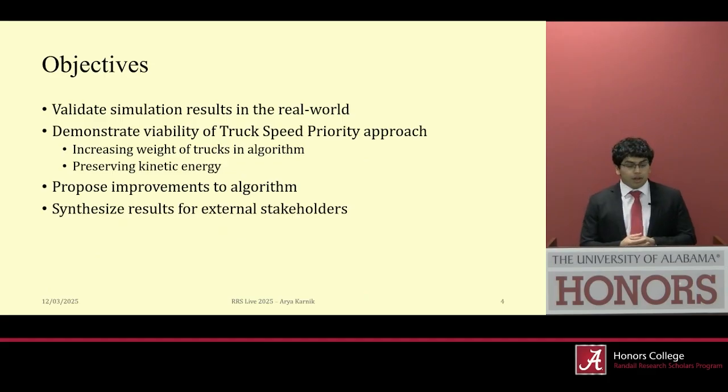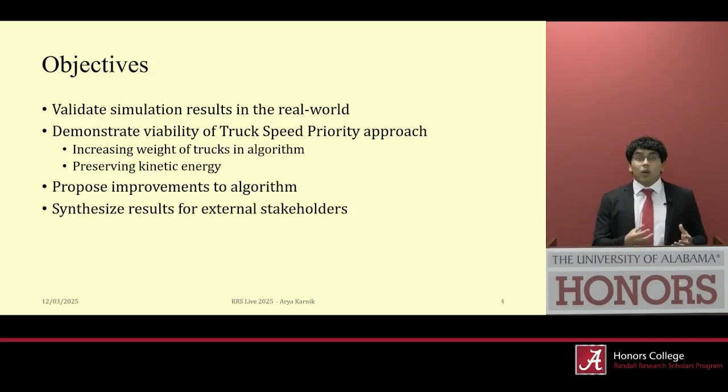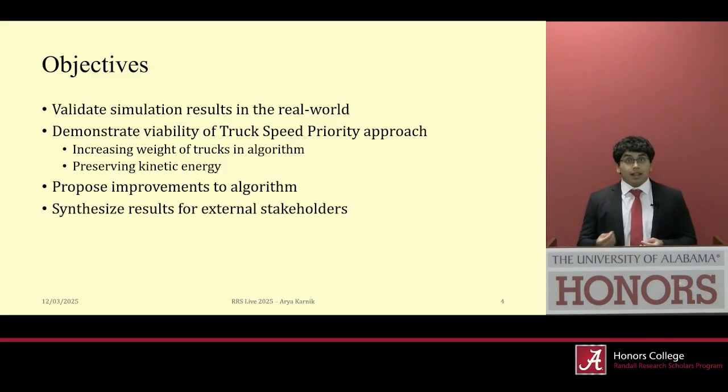So our main objectives here, we want to validate simulation results in the real world and demonstrate the viability of the truck speed priority approach, which is the main one that we found had the most improvement in our simulation results. And as the name defines itself, what we're trying to prioritize is trucks, right? When we look at the weight of trucks in the algorithm, when I say weights, I'm talking about the priority weight they have at the intersection.